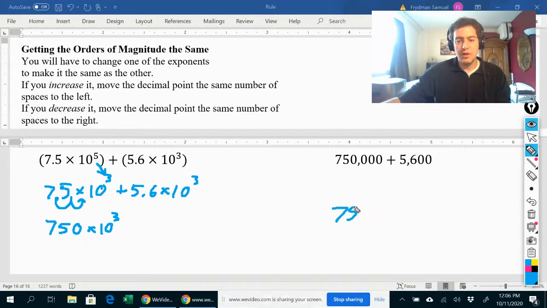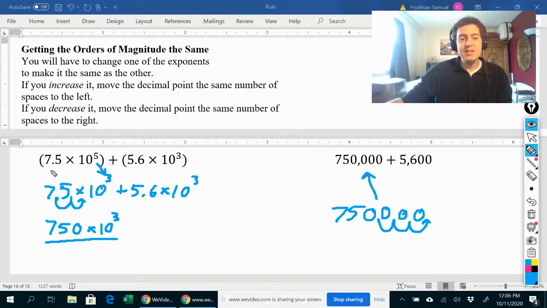Let me just write it over here as well. There's an invisible decimal point after the 0 there. And times 10 to the third means I move this 3 spaces to the right. So 1, 2, 3. And that would give me 750,000, just like I had over here. So 750 times 10 to the third is equivalent to 7.5 times 10 to the fifth. I compensated for changing the exponent by moving the decimal.